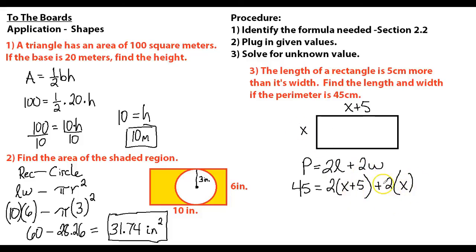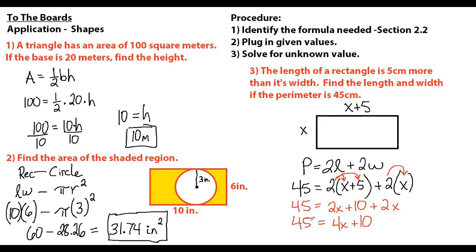We have parentheses in this problem, so we're going to need to distribute into the parentheses. I'm going to take the 2 inside and multiply it to each of these. That gets me 2x plus 10. And here the 2x, well, then we just get 2x equals 45. I do have a bunch of x's, so I'm going to go ahead and combine them. 2x plus 2x, that's 4x plus 10 equals 45.